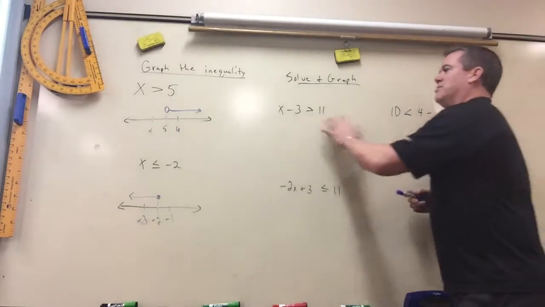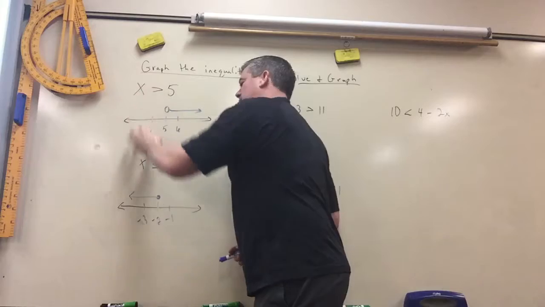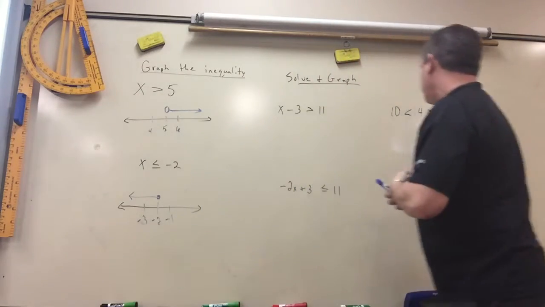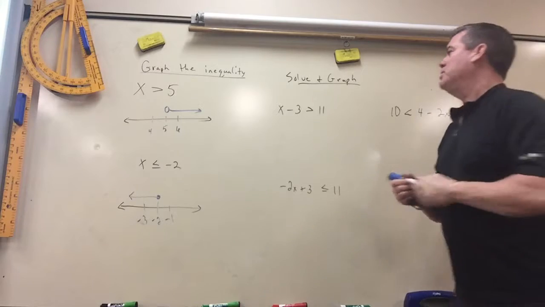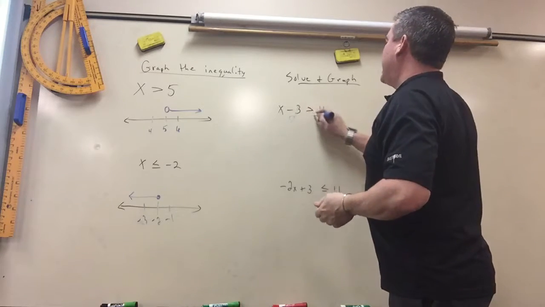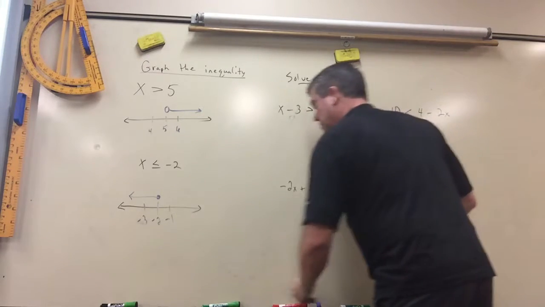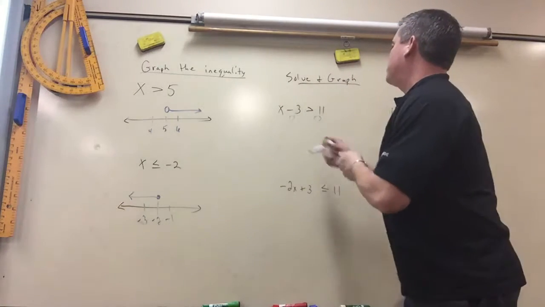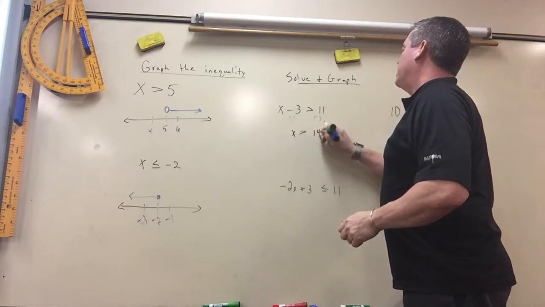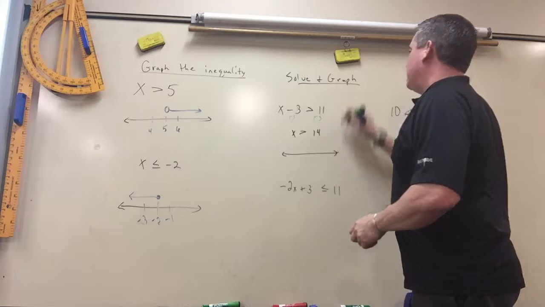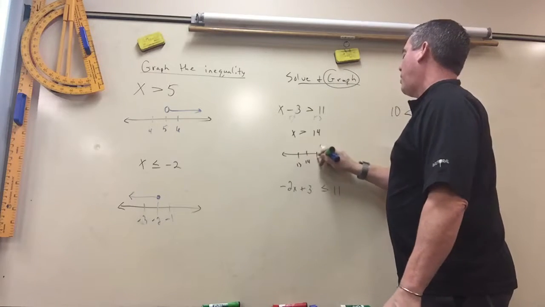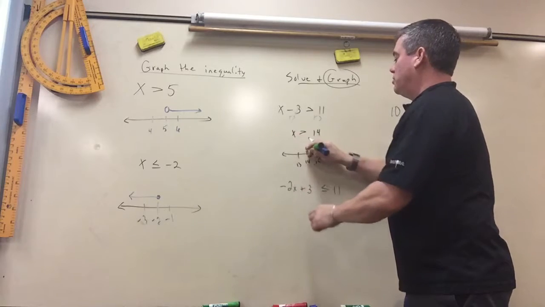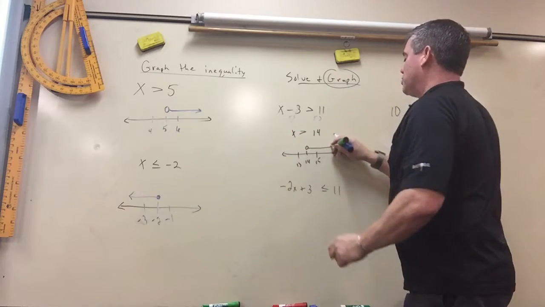These are not solved. Here they're solved because the letter's by itself. Here you got to get the letter by itself before you graph it. All you got to do here is add 3. That'll be 14. So x is greater than 14. And then you have to graph it. Hollow at 14, because it's not equal to. X is greater, so everything to the right.